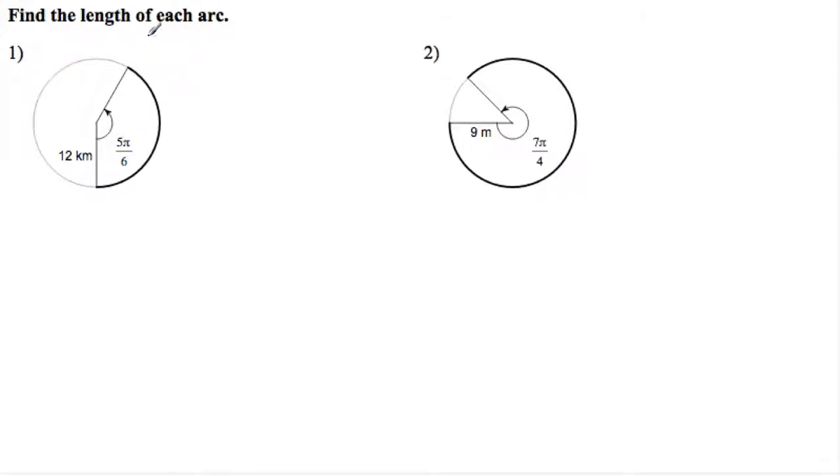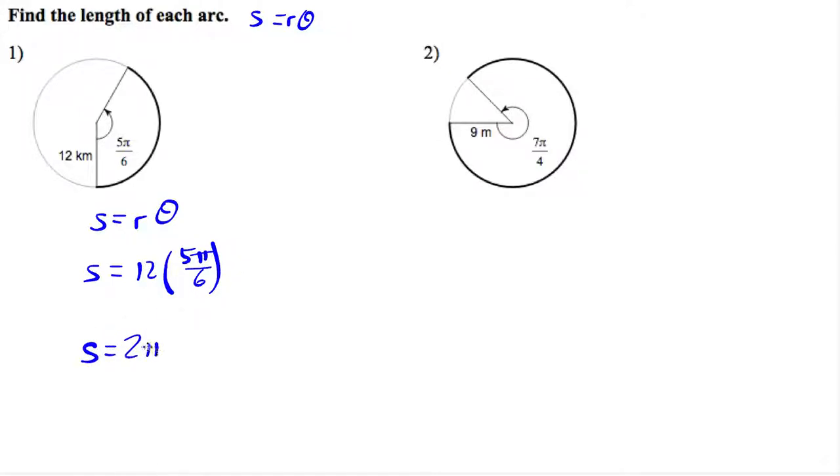One important thing here is that the angle must be in radians for us to use this. So if we look at the formula, S is equal to r times theta. Here, we want to find this highlighted arc length. So the arc length there is equal to r, which is 12, times theta, which is 5 pi over 6. The 12 and the 6 reduce to 2 and 1. So we get that S is equal to 2 pi. Because the unit here is kilometers, that's the unit of the arc length as well.